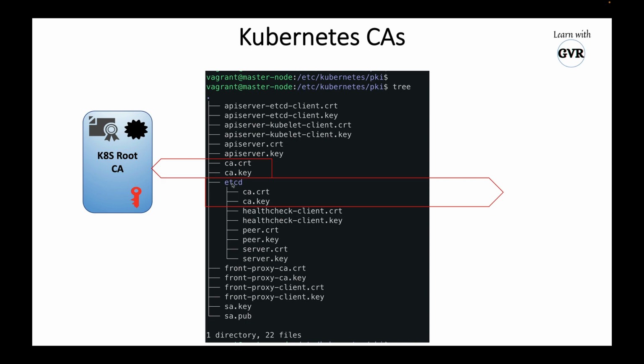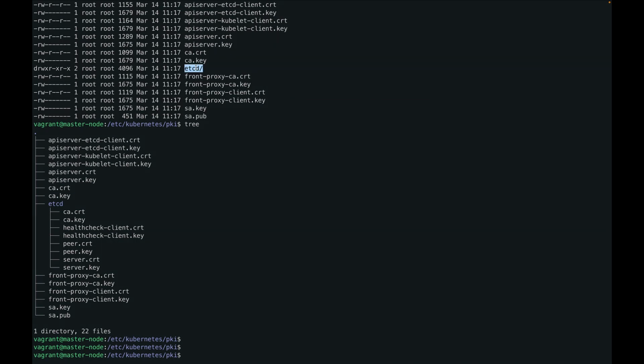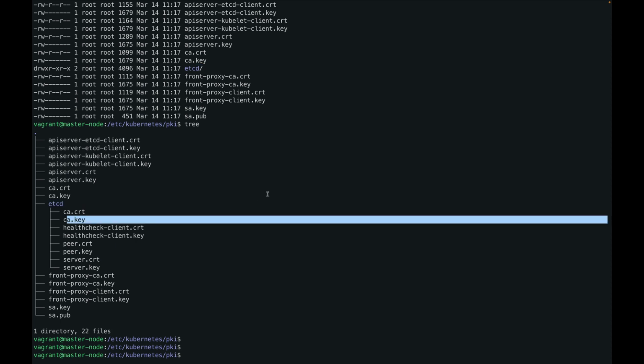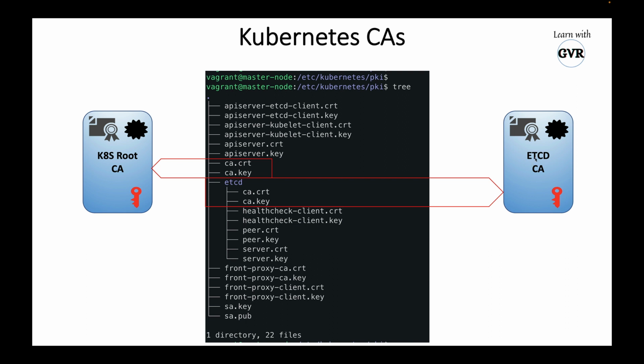Number two, there is a folder called etcd, which is this one. Under etcd there is a CA cert and CA key. So what exactly is it? This is a second CA, which we will call the etcd CA. So CA is the complete root CA, and etcd is only for the etcd CA. Now this Kubernetes root CA, what will it do? It will create a server certificate and a client certificate. It will sign them, basically, right? As a root CA, it's the boss, so it will sign.